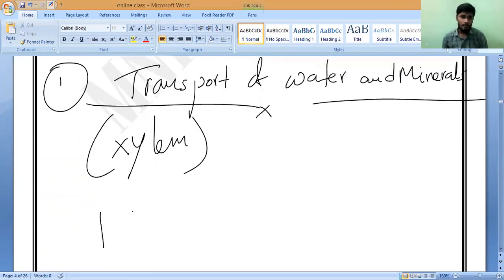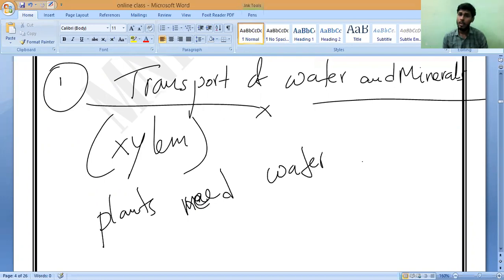Plants need water. Will you accept it or not? Plants need water in order to make food. Yes, sir. In order to make food by the process of what? By the process of photosynthesis.